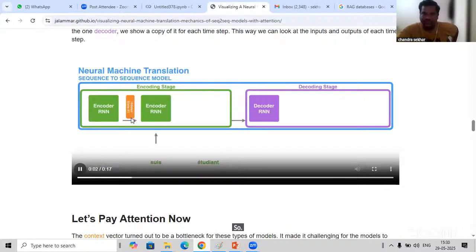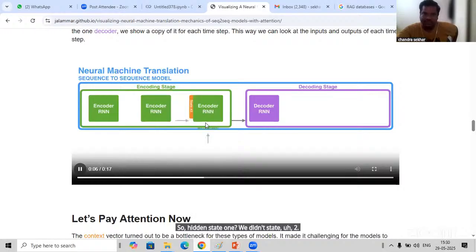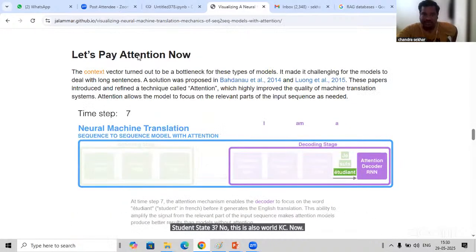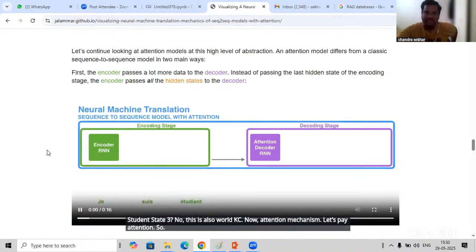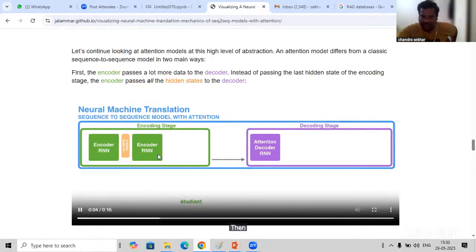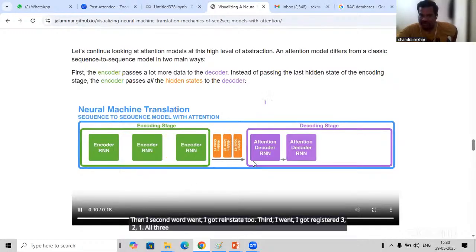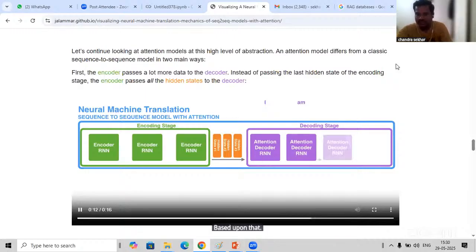So hidden state 1, hidden state 2, hidden state 3. This is also the worst case. Now, the attention mechanism. Let's pay attention. What happens in this attention? First, I submit the first word and I get hidden state 1. Then the second word goes in and I get hidden state 2. With the third, I get hidden state 3, 2, 1. All three I am sending. Based upon that, now see the attention decoder.